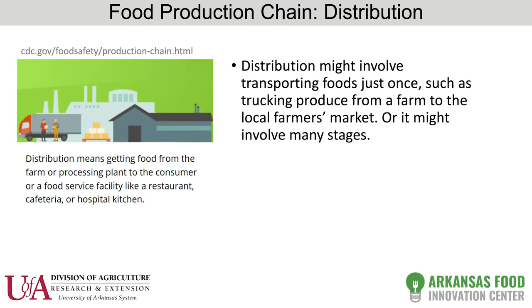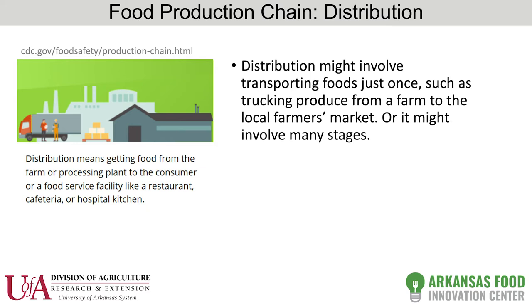Distribution means getting food from the farm or processing plant to the consumer or food service facility. This process may include transporting foods just once, as happens when food is shipped from a farm to a local farmer's market, or it may involve many stages.